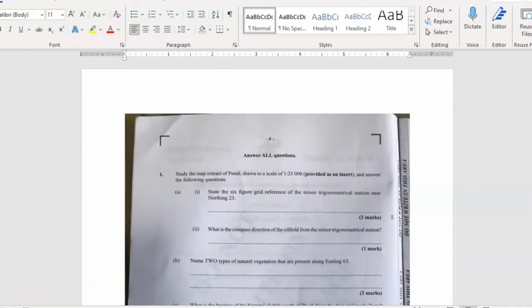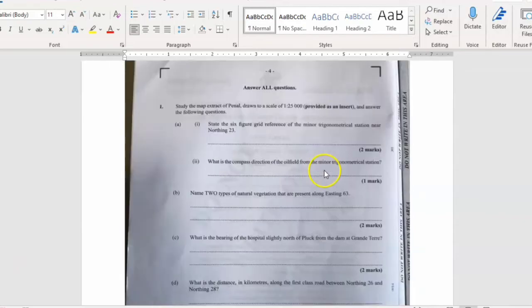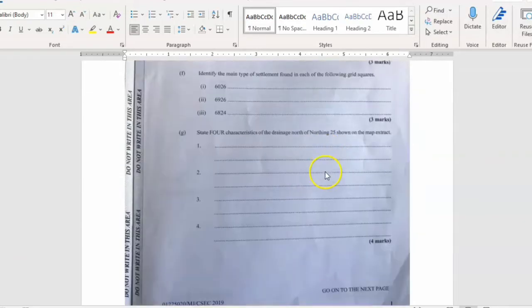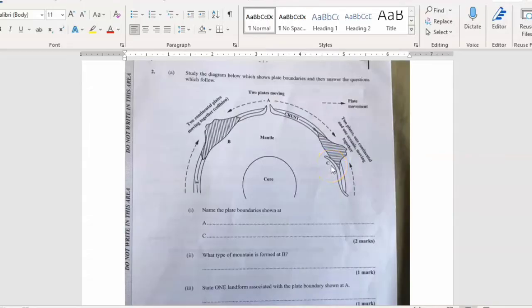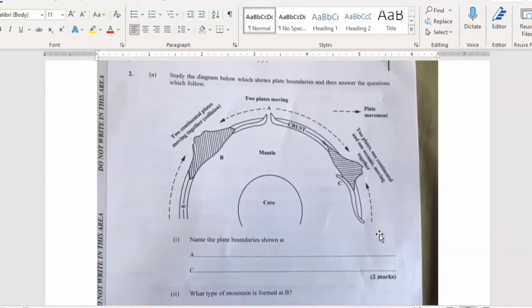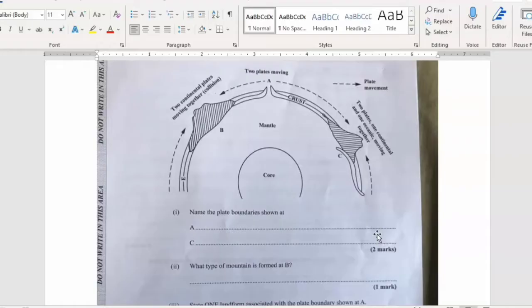For this video, we'll be looking at the May-June 2019 CSEC Geography Paper 2. We will look more closely at question number 2 that deals with the natural or the physical system. It shows us a diagram which basically shows the plate boundaries and we're to answer the questions that follow. So let me zoom in a bit so you can see clearer. That is the picture that is given.